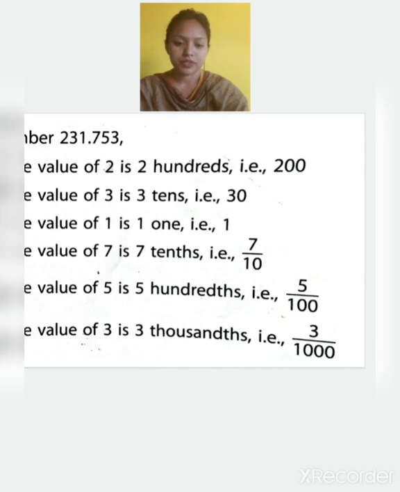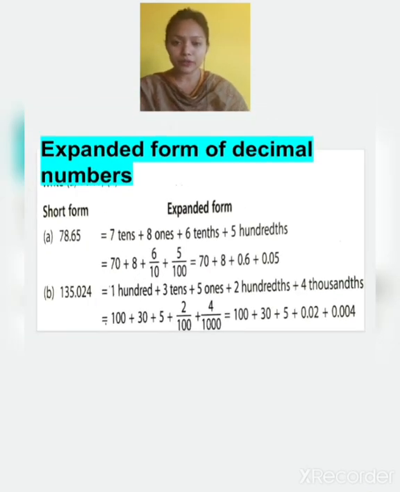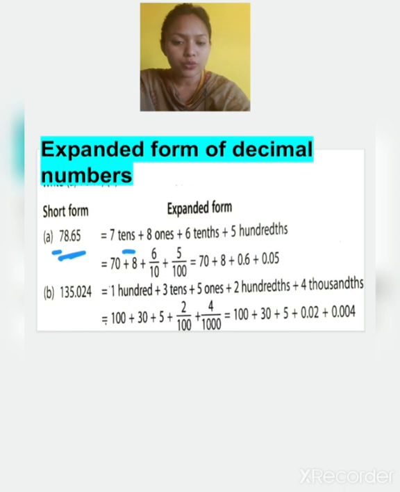Now let's see the next one. This we have done. Now, expanded form of decimal numbers. How can we write these decimal numbers in expanded form? Suppose we have the number 78.65. Start from the left-hand side digit. It is 7. 7 is on which position? 7 is on the 10th position, so we will write 7 tens. 8 is on which position? 1's position. 6 is on the 10th position and 5 is on the 100th position.